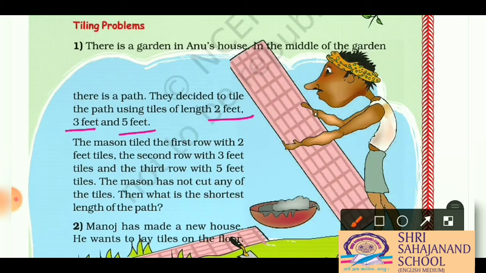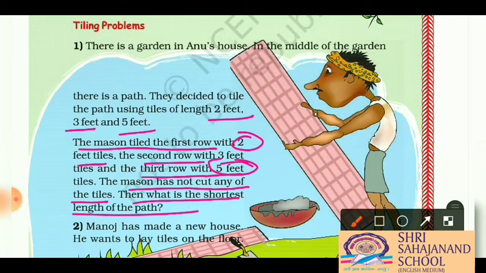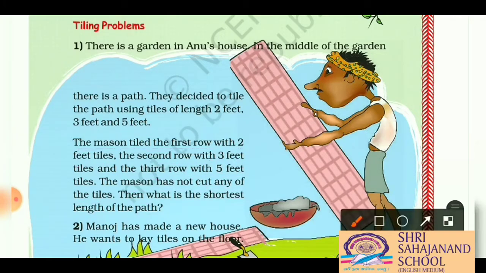Remember it, they are using 3 different types of tiles. Now the mason tiled the first row with 2 feet tiles, the second row with 3 feet tiles and the third row with 5 feet tiles. The mason has not cut any of the tiles. Then what is the shortest length of the path? You have to read the last sentence very well.